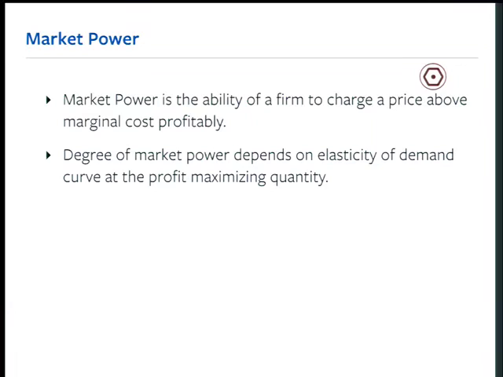Market power is the ability of a firm to charge a price above marginal cost profitably, all right? There's a firm that is able to charge a price above marginal cost, and if it makes money doing so, we call that market power.